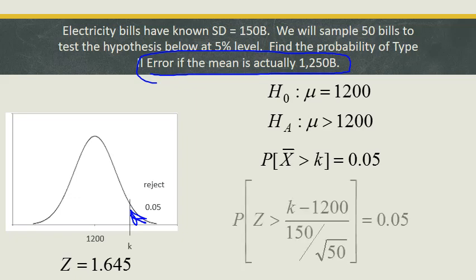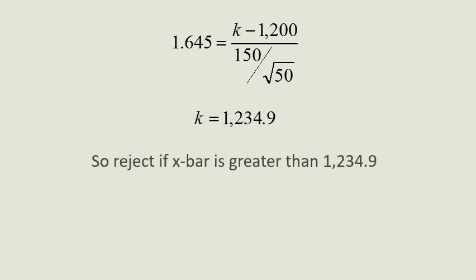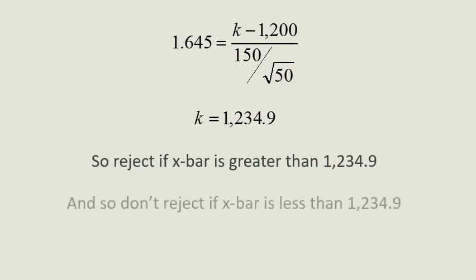So we create z by subtracting the mean and dividing by the SD, and then we're going to set it equal to 1.645. Solving for k, we get 1234.9. Remember that if x bar is greater than this critical value, then we'll decide to reject, and if x bar is less than this number, then we'll decide to not reject. And this is what we're interested in because type 2 error is all about not rejecting.